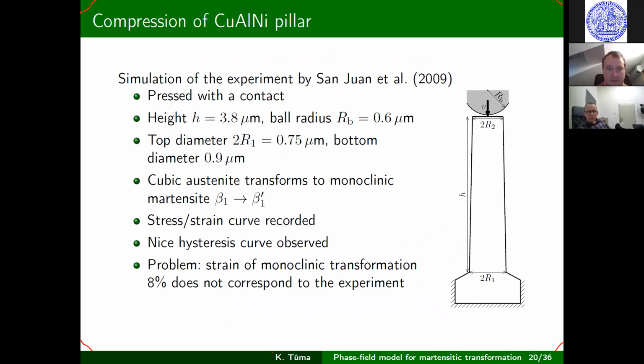With the same code, we computed compression of copper, aluminum, nickel. It is an experiment by San Juan and others from 2009, published in the Nature paper. They took such a pillar made of copper, aluminum, nickel, with a height of 3.8 micrometers. They used an indentation device with a nano indenter whose tip was a ball of radius 600 nanometers. During the compression, they observed the transformation of austenite to some variant of martensite, and they recorded a nice hysteresis curve.